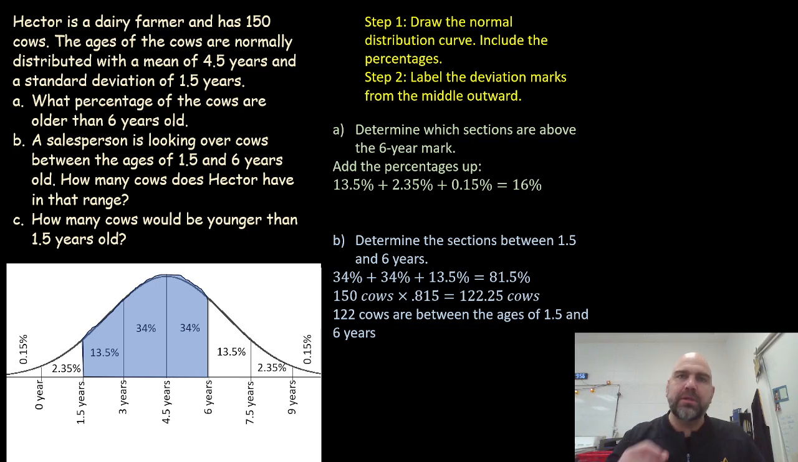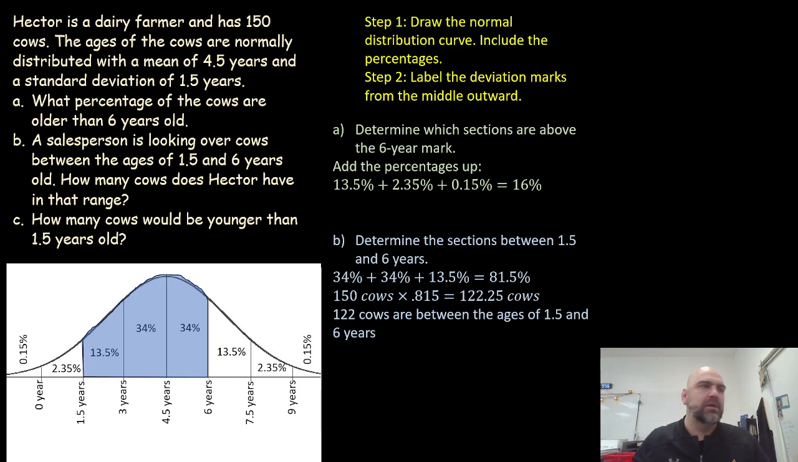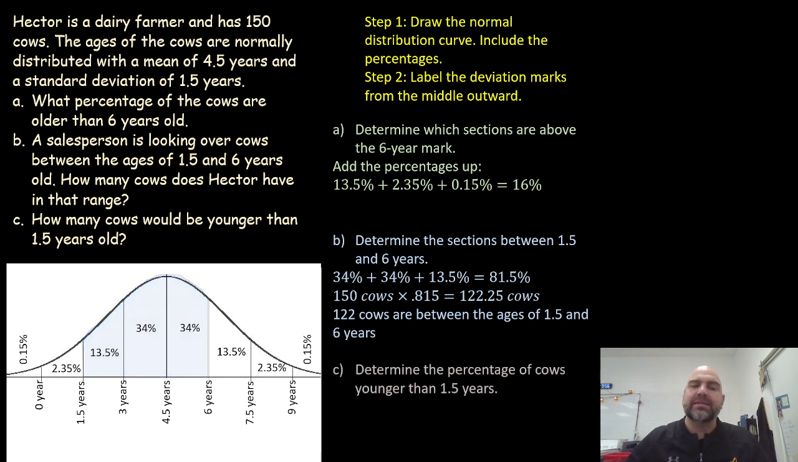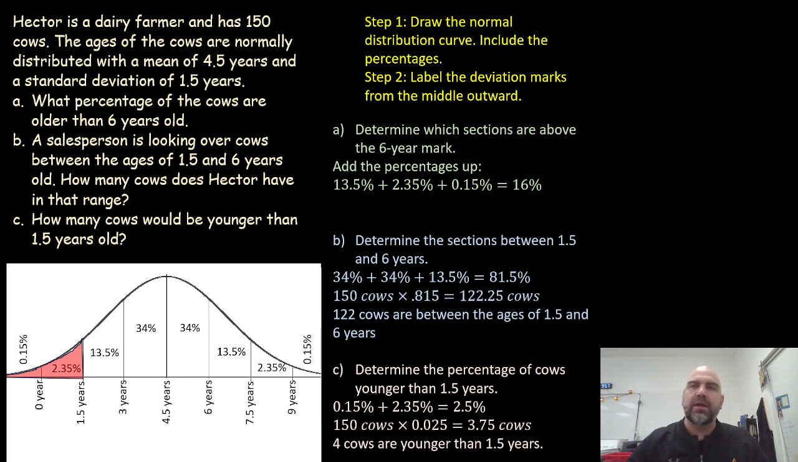Now, this is an actual number, not just a percentage. It's an actual number of cows that are between there. I'm going to make that a little bit smaller. Okay, there we go. And the last section we have to look at is how many of the cows would be younger than 1.5 years. Same kind of thing. Figure out the percentage that's in between these two sections, and that's going to be 2.5%. Then we multiply that by 150 again, and that will be 3.75, or about 4 cows that are younger than 1.5 years old.